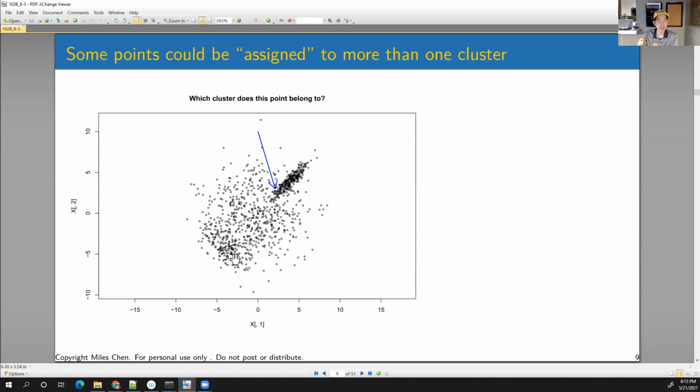So we want to make it a little more probabilistic. A point right here might be 50% cluster in the middle, 50% cluster over here, and almost 0% that it belongs to the cluster right here. So we want to do a probabilistic cluster assignment rather than just some kind of hard rule saying this is the cluster.